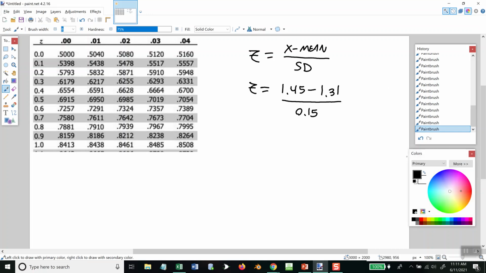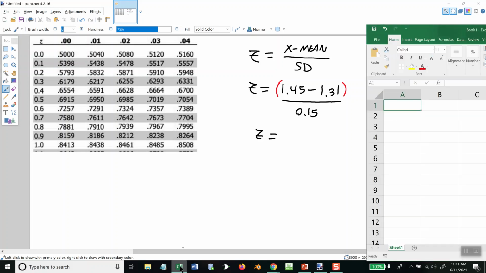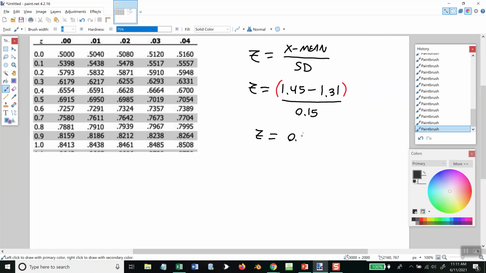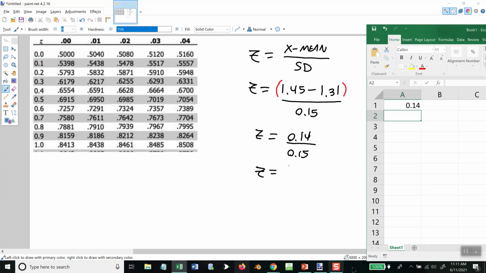When you plug this in to your calculator, you want to be sure you put parentheses on top, or you do the top separate. I'm going to do the top separate just so you see it. So 1.45 minus 1.31, and that gives us 0.14. And now divide those. 0.14 divided by 0.15 gives us 0.93, rounded to 2 decimal places.